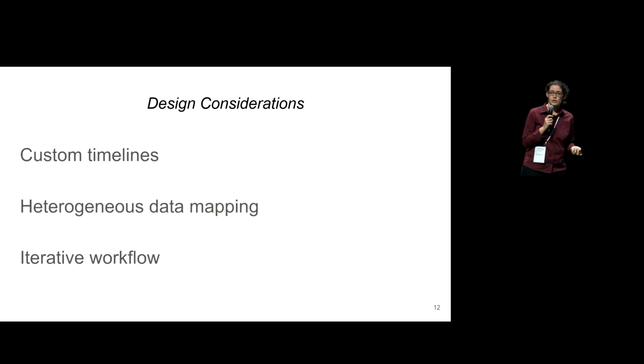All right, so that gives us our design considerations for supporting idiosyncratic timelines. First one, obviously, we need to support custom timelines. Secondly, we want to support heterogeneous data mapping. And finally, we want to support an iterative workflow.